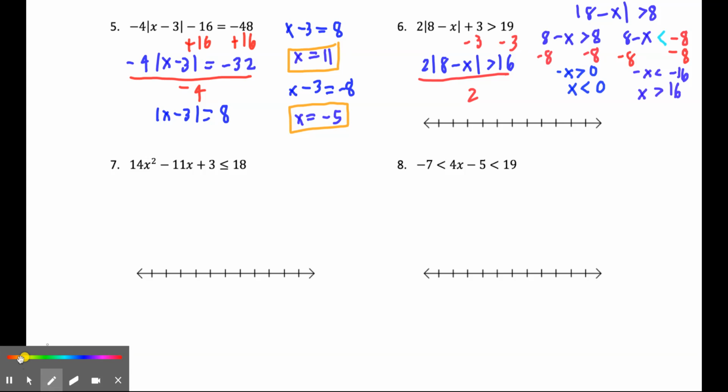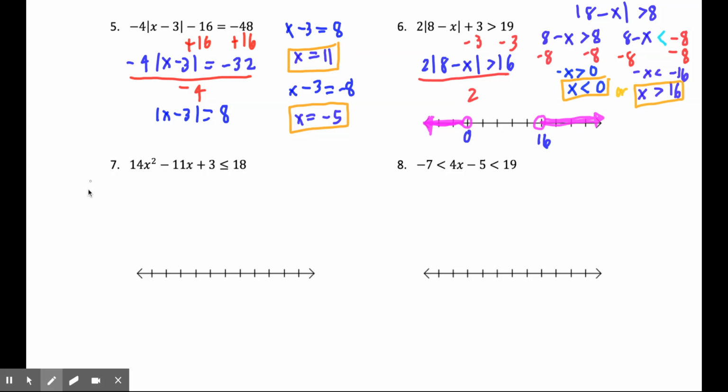So these are your two inequalities, and then what you want to do is put those numbers on your number line, so those are your boundary points, and then you use open circles because they're greater than and less than. Less than 0 is this direction, and greater than 16 is this direction. So your answer is x is less than 0 or x is greater than 16.